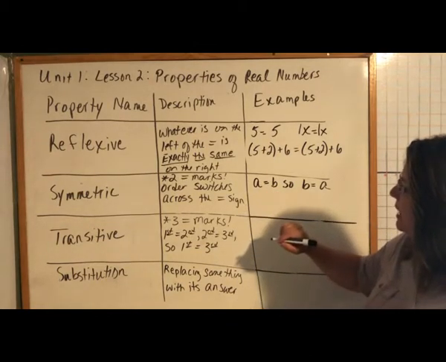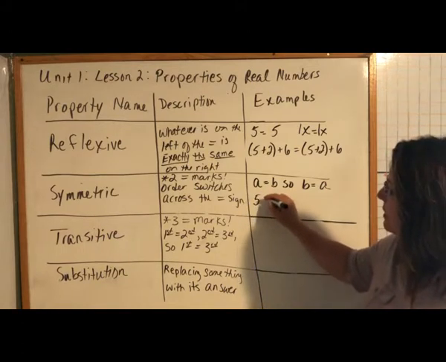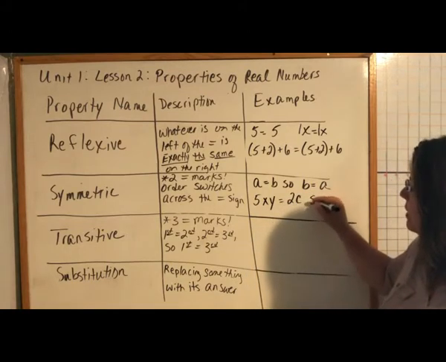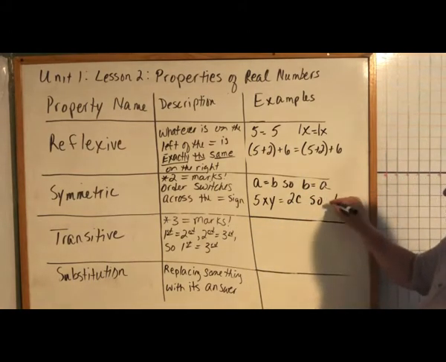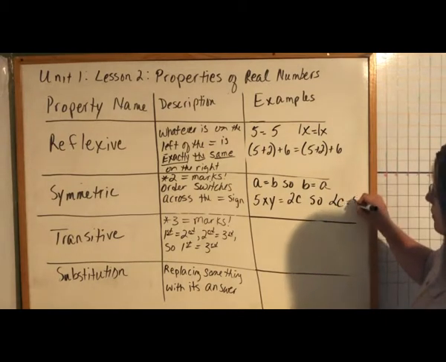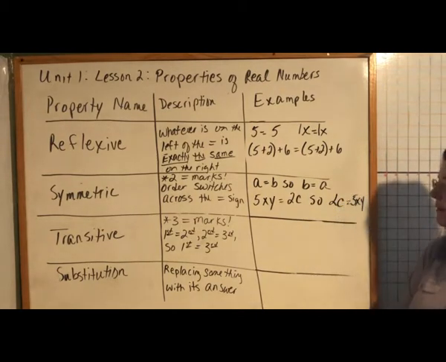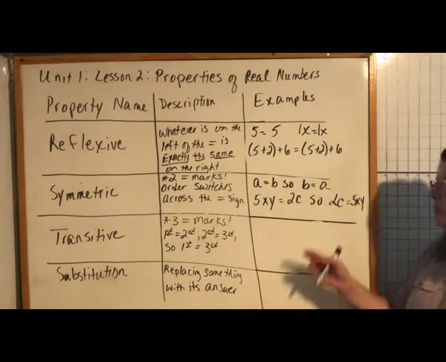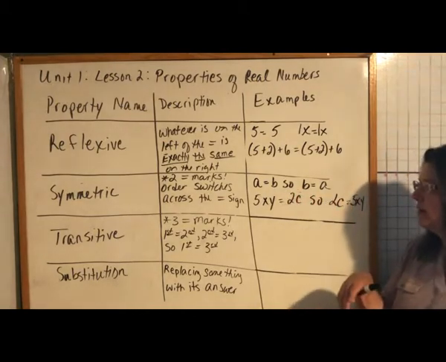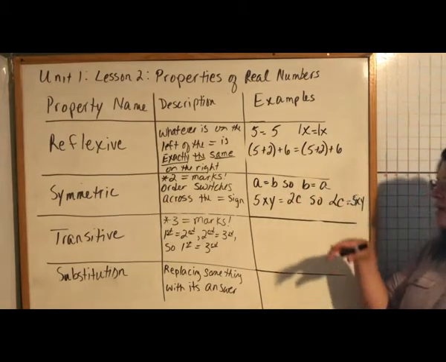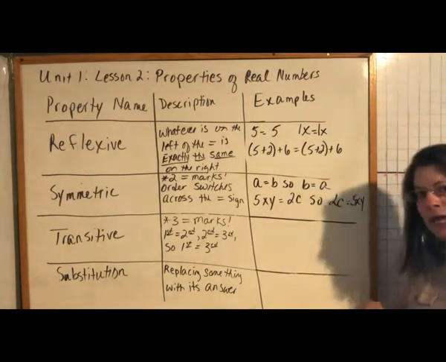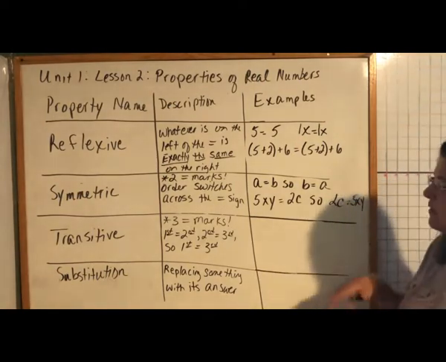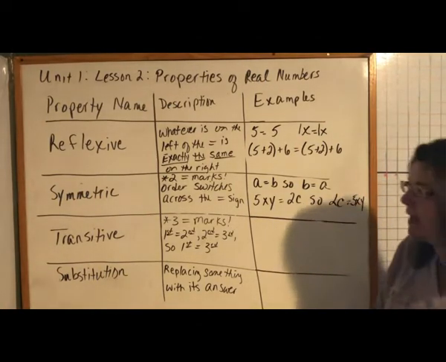We might have something like 5xy equals 2c. So 2c equals 5xy. Okay, it switches across the equal mark, and there's usually going to be some sort of a qualifying word between them. A equals B, so B equals A, or they might say A equals B, therefore B equals A. Since A equals B, then B equals A. I mean, you could have all kinds of different ways, different language to signify that.